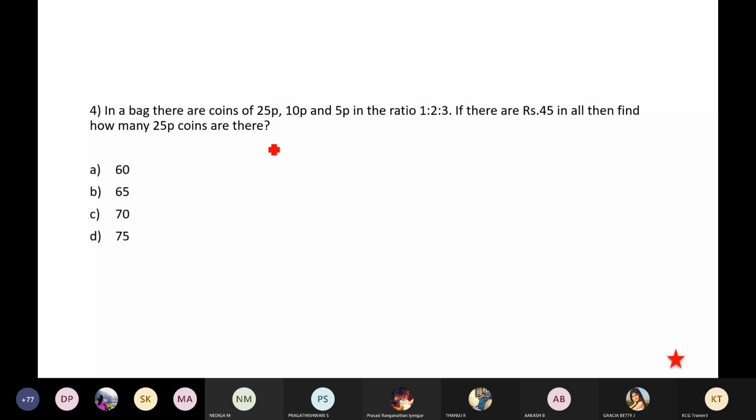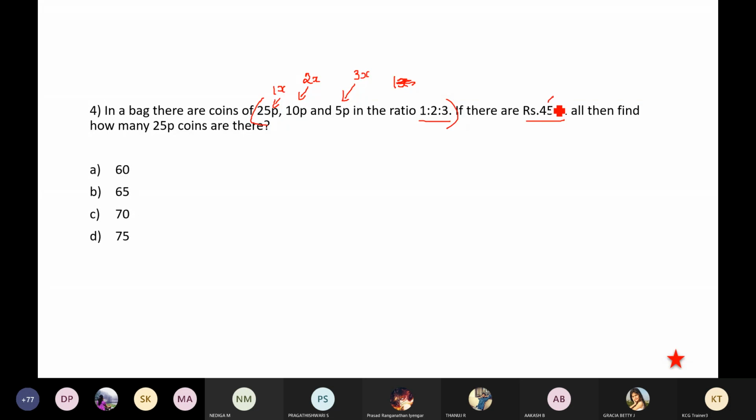Now let's look at this question together. If you look at this question, the question says in a bag there are coins of 25 pies, 10 pies, and 5 pies in the ratio 1 is to 2 is to 3, which means there are 1x number of 25 pies coins. There are 2x number of 10 pies coins. There are 3x number of 5 pies coins. Correct? And totally they are worth 45 rupees.